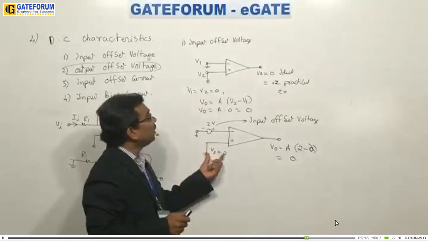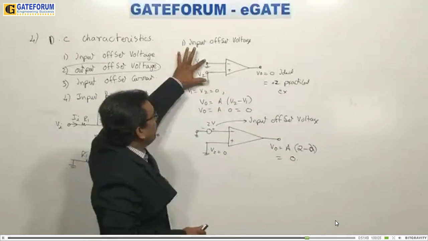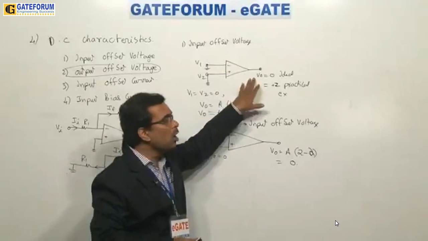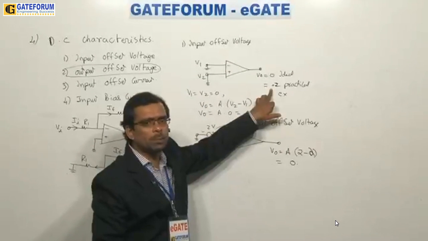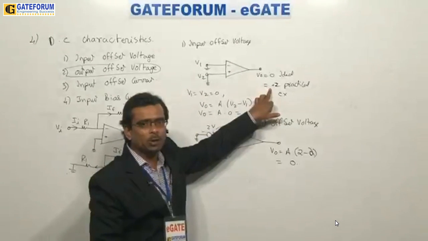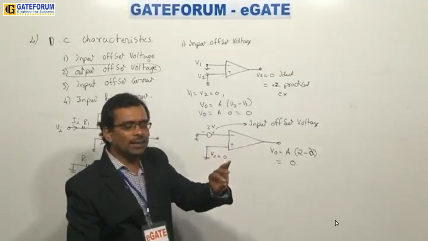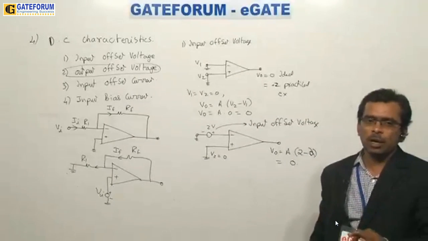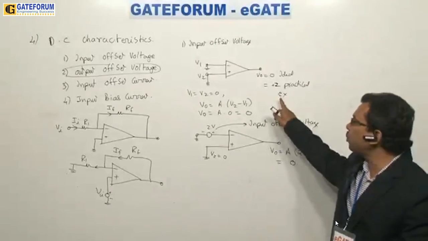Understand here, in the offset voltages, let me re-explain this once again. When V1 and V2 voltages are 0, I should get output voltage 0, but practically I get here plus 2 volts. When I get plus 2 volts practically, then I should understand that there must be some voltage at the positive terminal only. Why? Because if there is a positive voltage at the plus terminal, then only I'll get a positive output.